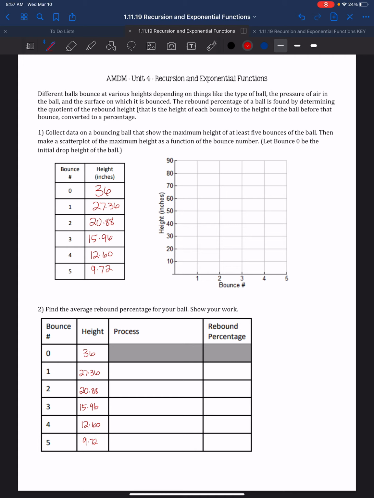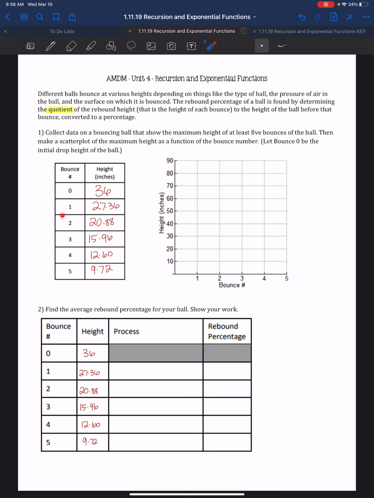So anytime you see the word quotient, we're going to be working with a fraction, okay, because that's what a quotient is, right? So I have an example here. I have a ball. It says collect data on a bouncing ball that show the maximum height of at least 5 bounces of the ball. Then make a scatter plot of the maximum height as a function of the bounce number. Let bounce 0 be the initial drop height of the ball.